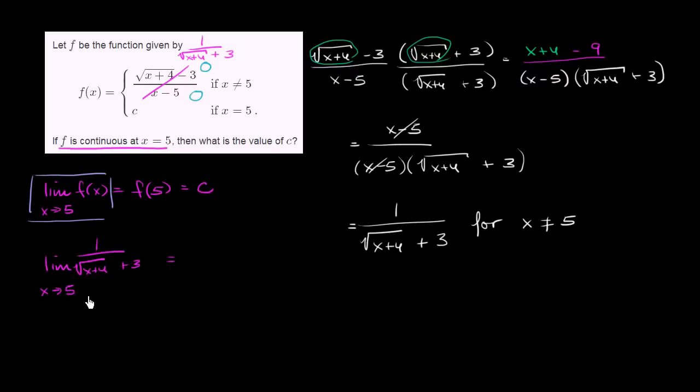And now we can substitute a 5 in here. It's going to be 1 over 5 plus 4 is 9. Principal root of that is 3. 3 plus 3 is 6. So if c is equal to 1/6, then the limit of our function as x approaches 5 is going to be equal to f of 5. And we are continuous at x equals 5. So it's 1/6.